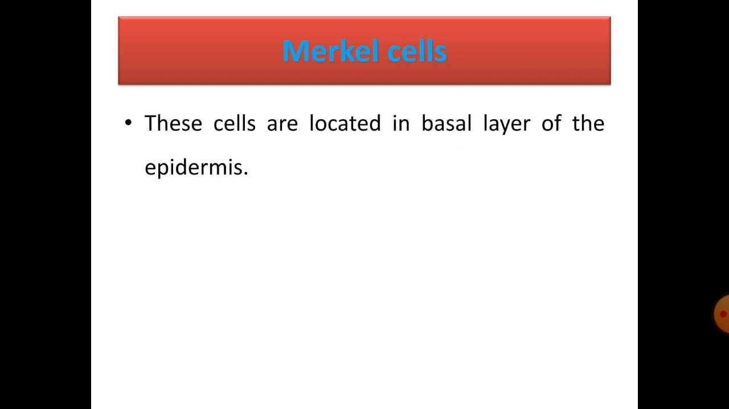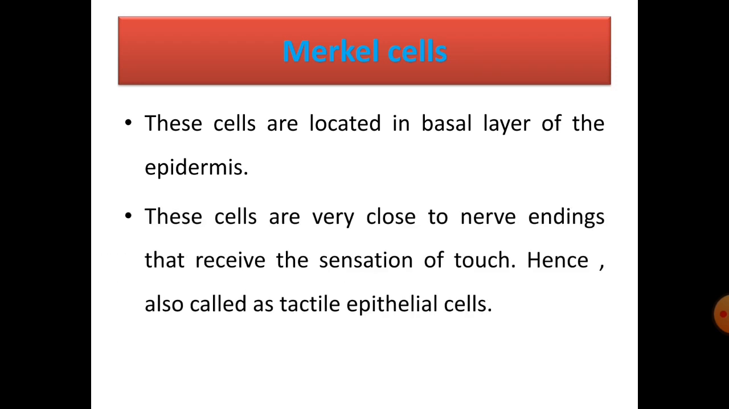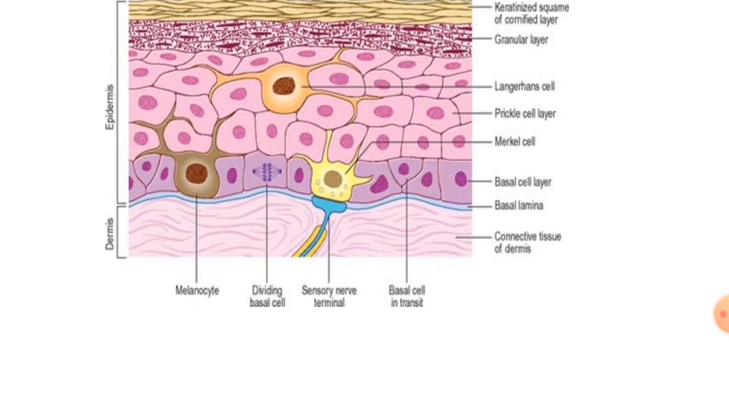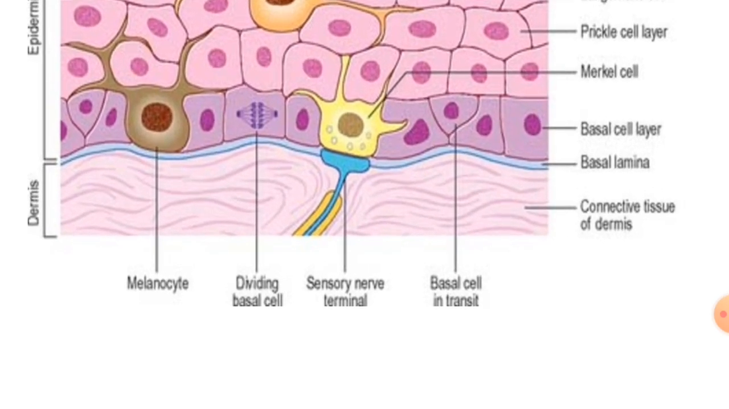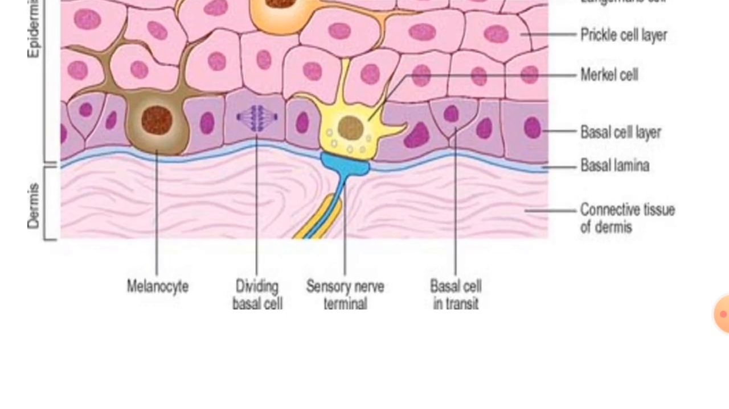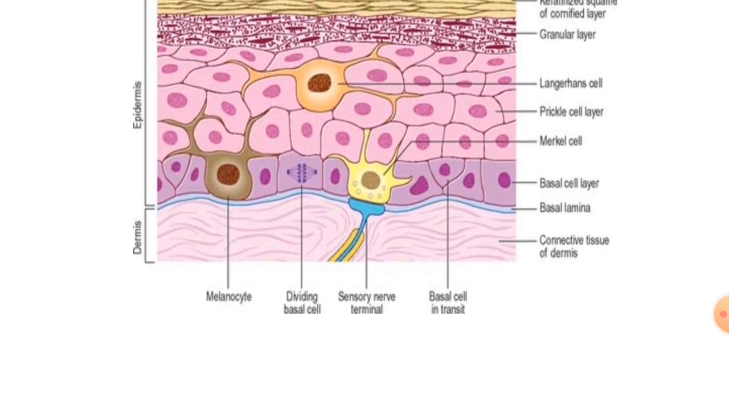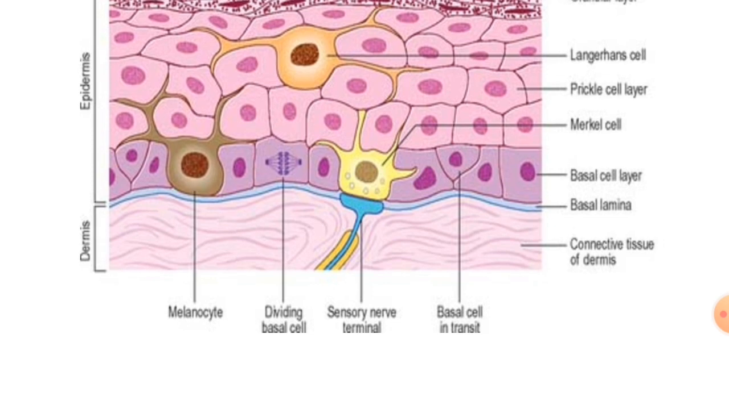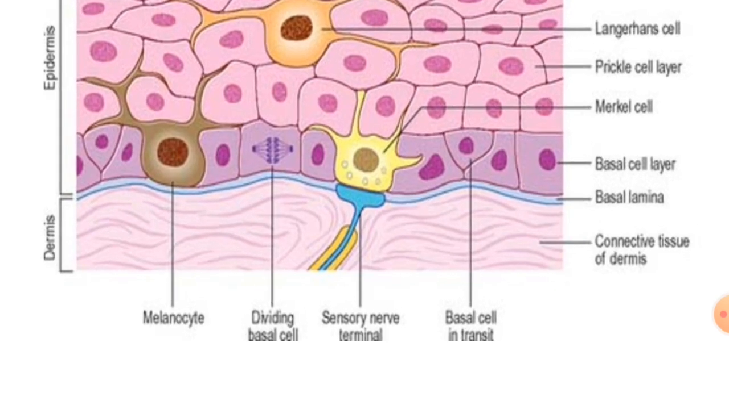Now, the last one, Merkel cells. Merkel cells are located in the basal layer of the epidermis, and these cells are very close to nerve endings that receive the sensation of touch, hence they are also called tactile epithelial cells. You can see the diagram of the Merkel cell in yellow color at the bottom layer of the epidermis, connected with the sensory nerve terminal, the nerve fibers, nerve endings.